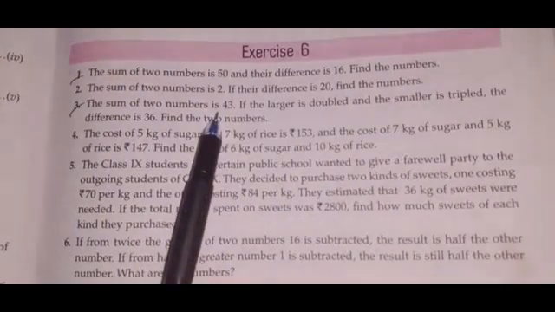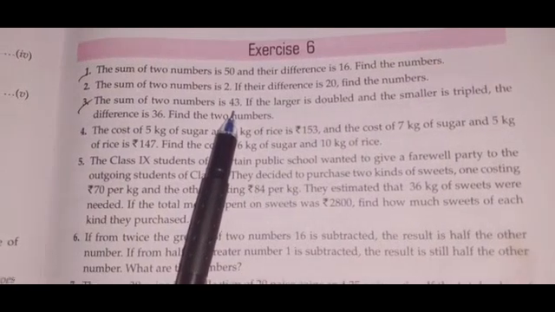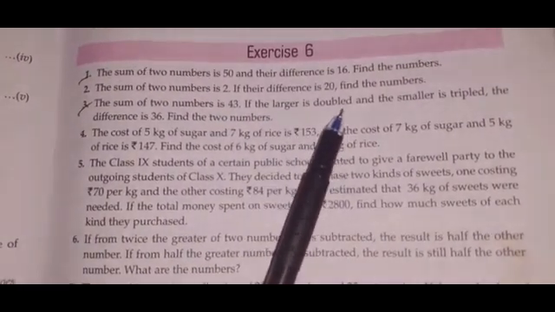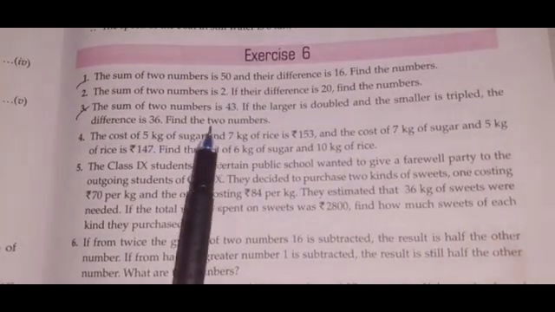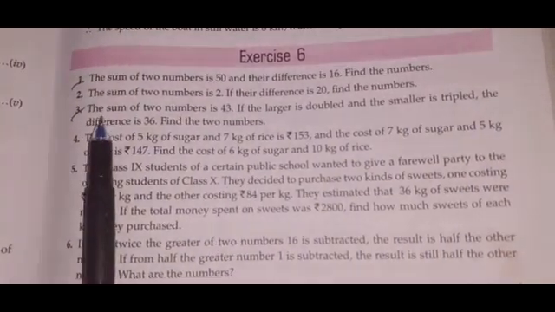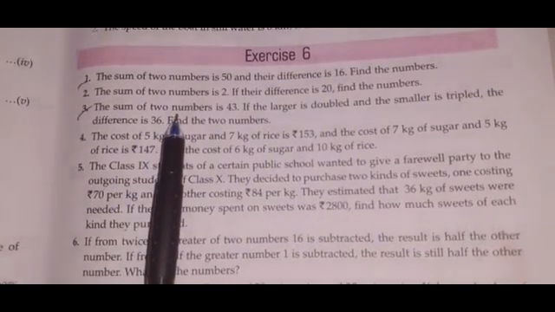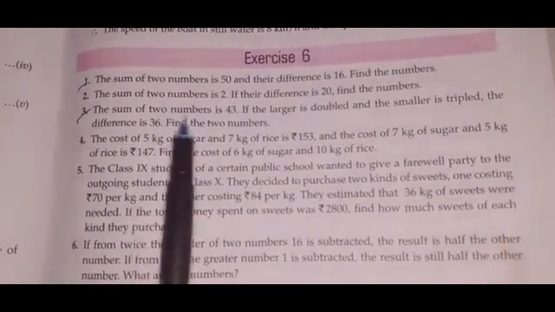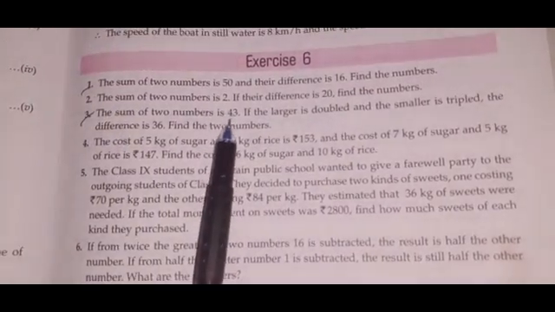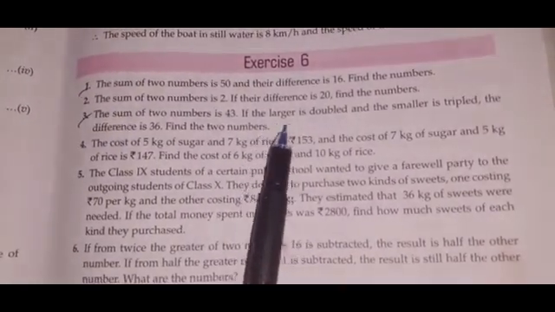The sum of two numbers is 43. If the larger is doubled and the smaller is tripled, the difference is 36. Find the two numbers. As I saw that there are two unknown numbers, I considered let the two unknown numbers be a and b, and according to the question, a plus b is 43.